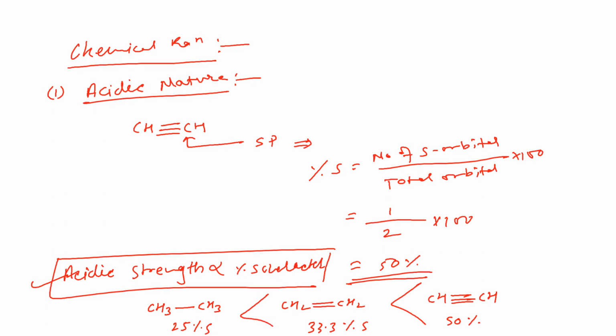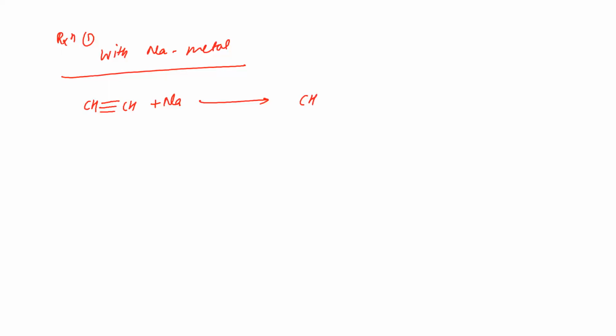Now let us move on to the next point. Which reaction is going to satisfy the acidic strength? So reaction one: we are talking about the reaction with sodium metal. Now, student, what is happening? These alkynes are reacting with sodium metal. This is CH triple bond CH, and if you are treating with sodium metal, what is going to happen here? CH triple bond CNa, this is minus, this is plus, plus half mole of hydrogen gas.